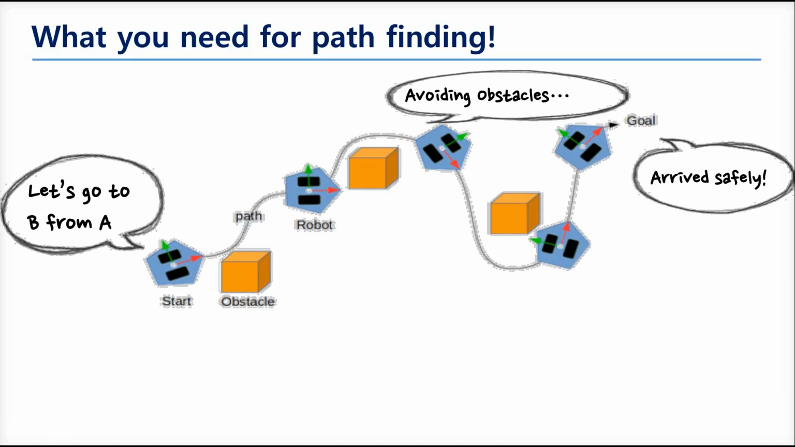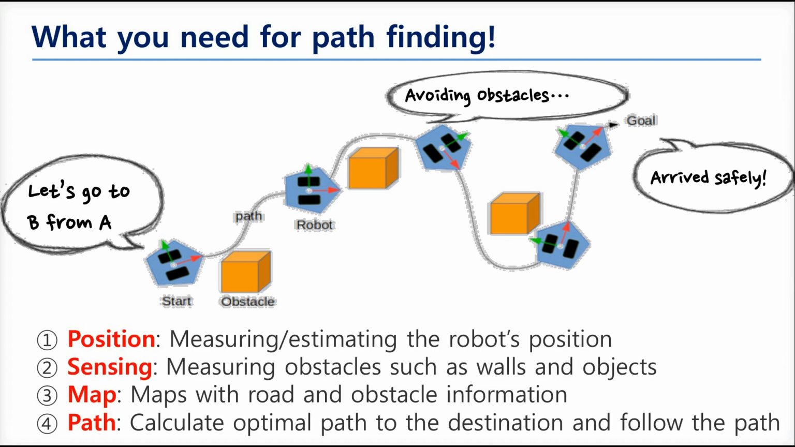We can define pathfinding in a simple way. If it is now at position A, and it's going to go to position B, during the move, the robot avoids the obstacles and the progress will be finished when it gets to position B. It's very simple. However, to do this, we or the robot should know about 4 elements: position, sensing, map, and the path.